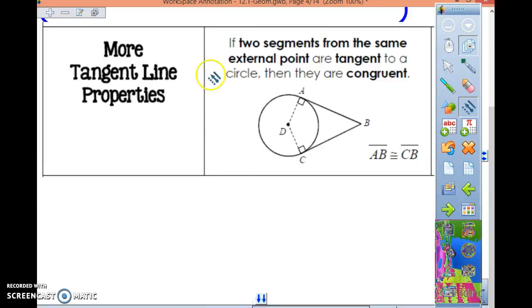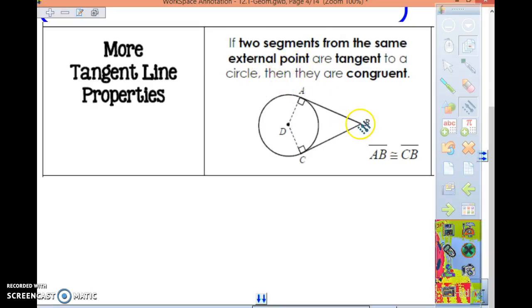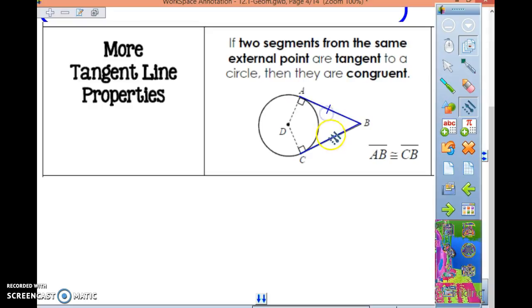The second thing we're going to look at is if two segments from the same external point are tangent to a circle, then they are congruent. So in this example, point B touches A at a point of tangency. Point B connects to C at a point of tangency. We know that because of this right angle. Then what happens is the length of these blue pieces ends up being the same.